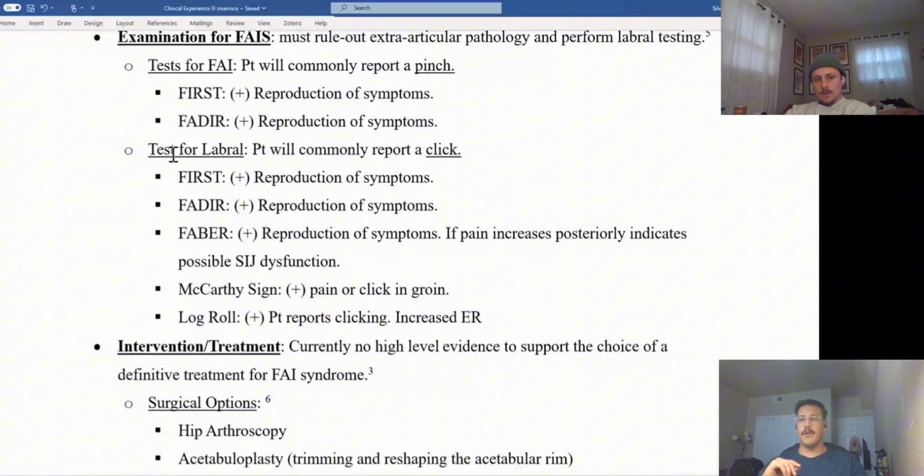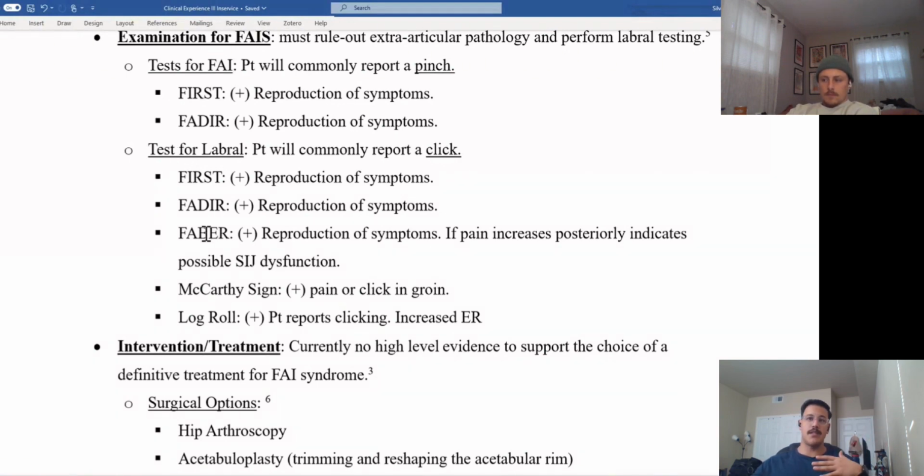One thing I'm also going to mention, because I talked about SIJ dysfunction, with the FABER test, when the patient's in that position, if they're able to pinpoint their pain more posteriorly, think more SIJ dysfunction. FABER: flexion, abduction, external rotation, like a figure four kind of position. And if they're saying it's more in the back, you'll have them do the bend forward, checking for innominate rotation, things of that nature. I didn't include it too much in this only because I feel like that was too far down the rabbit hole for what we're focusing on, which is FAI.